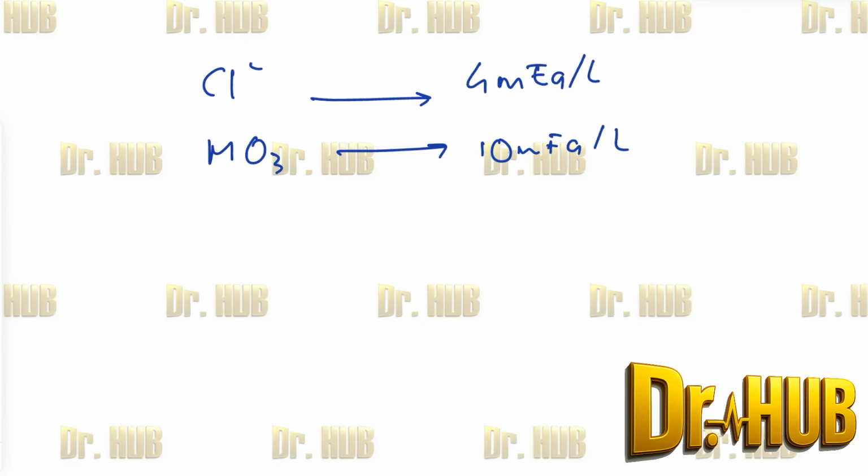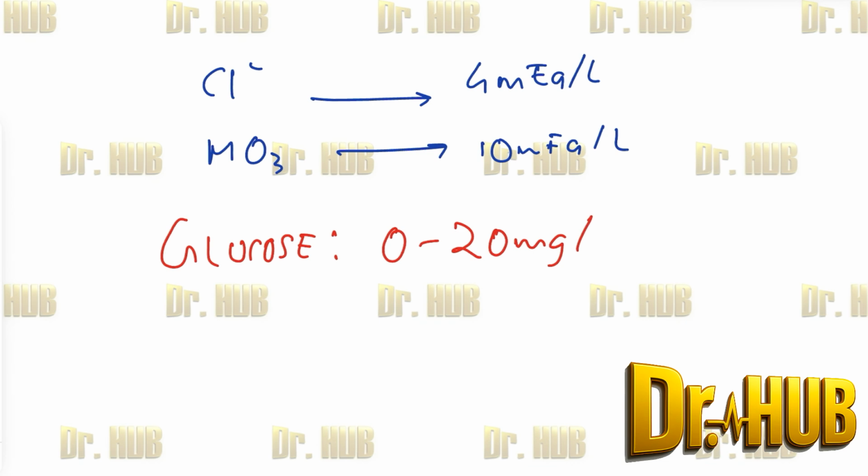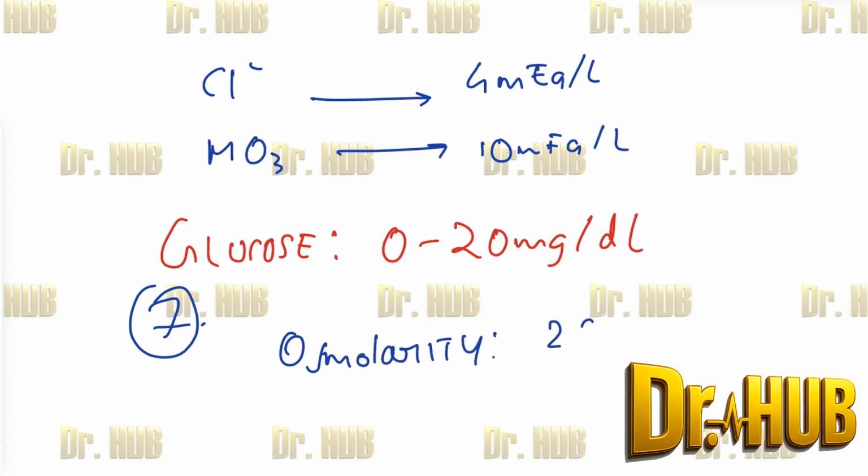Then moving on to the glucose. So what happens in the glucose? The glucose was 90 in case of the ECF, and here it is going to be minimal, that is 0 to 20 milligram per DL. So the glucose value we discussed was in milligram per DL in both cases, that is ECF as well as the ICF. Other values were in milliequivalents per liter. Next, moving on to the pH, it is 7, and the osmolarity is going to be 281 milliosmol per liter.